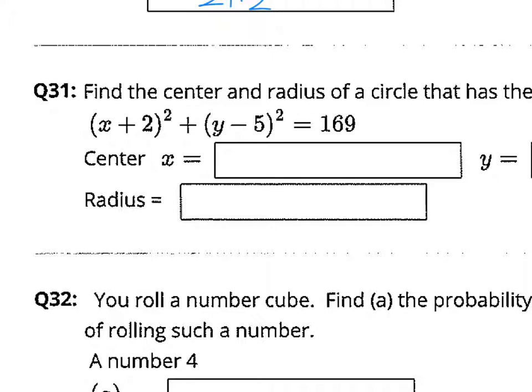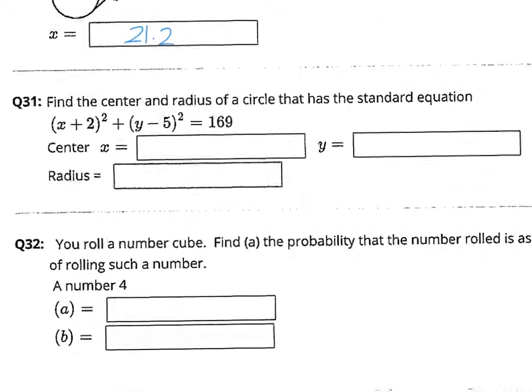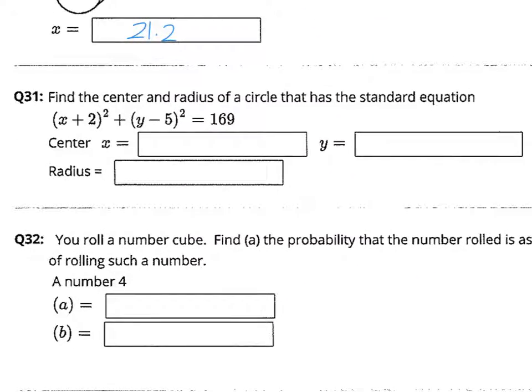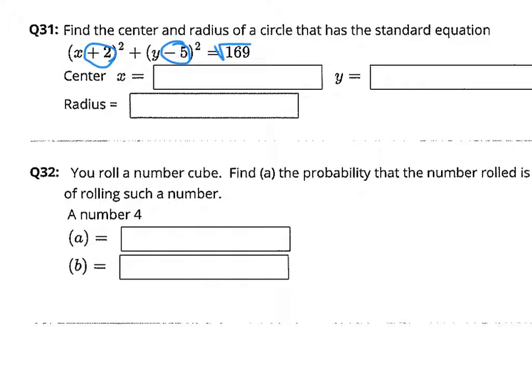Number 31, let me zoom out a little bit more. Remember, they want you to find the center and the radius. So what you need to do is take the opposite of these numbers. There's your x and y's. And then take the square root of 169. That'll be your radius. So that's how you're going to find 31.